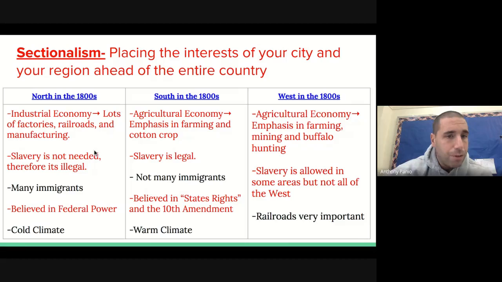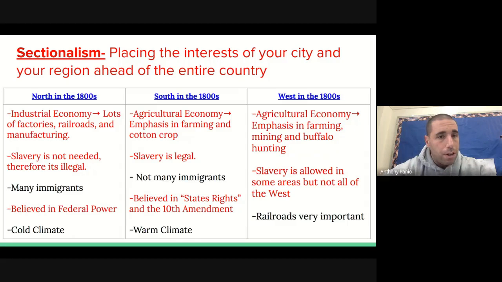In the North, slavery was not needed, therefore it was illegal. All right, the North did not have many slaves or any slaves at all, and it was illegal to have one in the North. What you're not writing down, though, is very important. The North had many immigrants coming into the country. We'll learn about this more in future units. So they had a more diverse population that wasn't as focused on the Southern way of life, because they're coming from different areas.